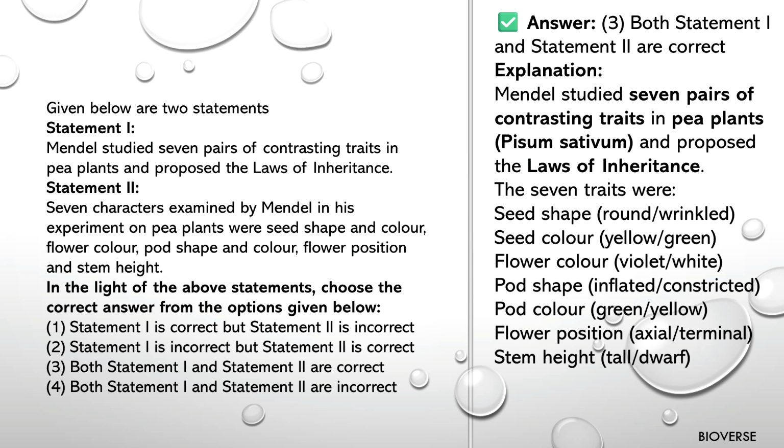Explanation. Mendel studied 7 pairs of contrasting traits in pea plants and proposed the laws of inheritance. The 7 traits were seed shape round or wrinkled, seed color yellow or green, flower color violet or white, pod shape inflated or constricted, pod color green or yellow, flower position axial or terminal, stem height tall or dwarf.